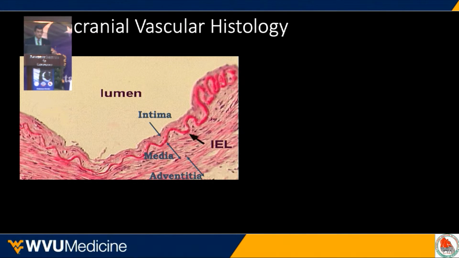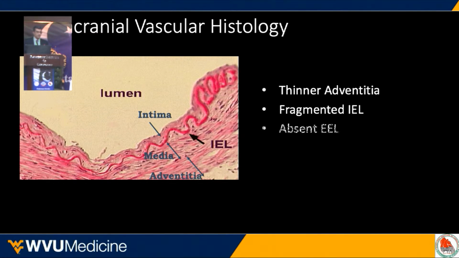This is a histology of the intracranial circulation. There's thinner or absent adventitia. There's fragmented internal elastic lamina. There is no external elastic lamina. Vessels are suspended in CSF. And we see that a dissecting aneurysm in the cerebral circulation typically results in subarachnoid hemorrhage, whereas a dissection extracranially does not lead to a transmural or extravascular rupture.